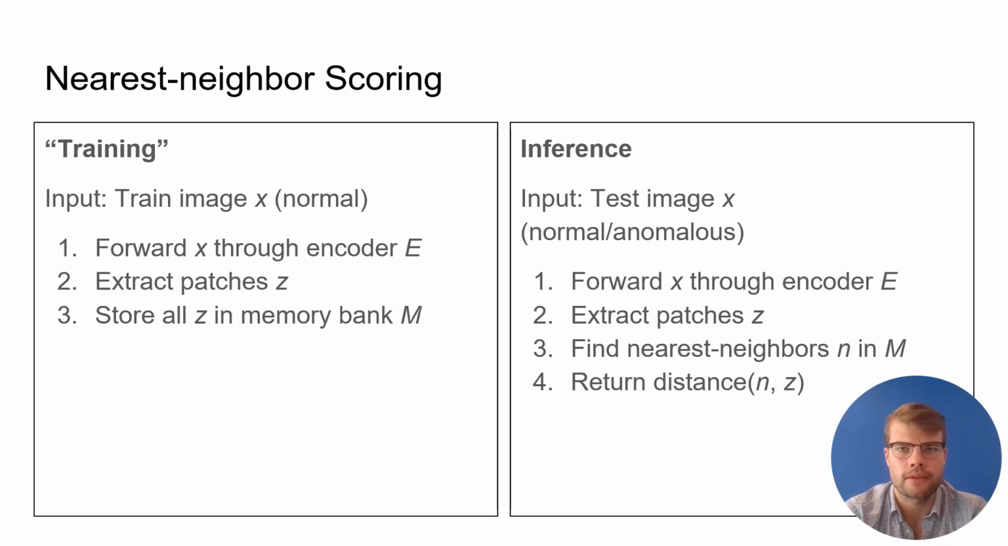A simple but effective approach to unsupervised anomaly segmentation is nearest neighbor scoring. In nearest neighbor scoring, we use a model encoder pre-trained on ImageNet, and we keep it frozen, unlike in normal training, which involves learning by updating model parameters with backpropagation. We extract feature patches from normal training images, and we store these in a memory bank. During inference, we compute the distance of the inference patches to the training patches, and we return a distance map indicating how anomalous each patch is.